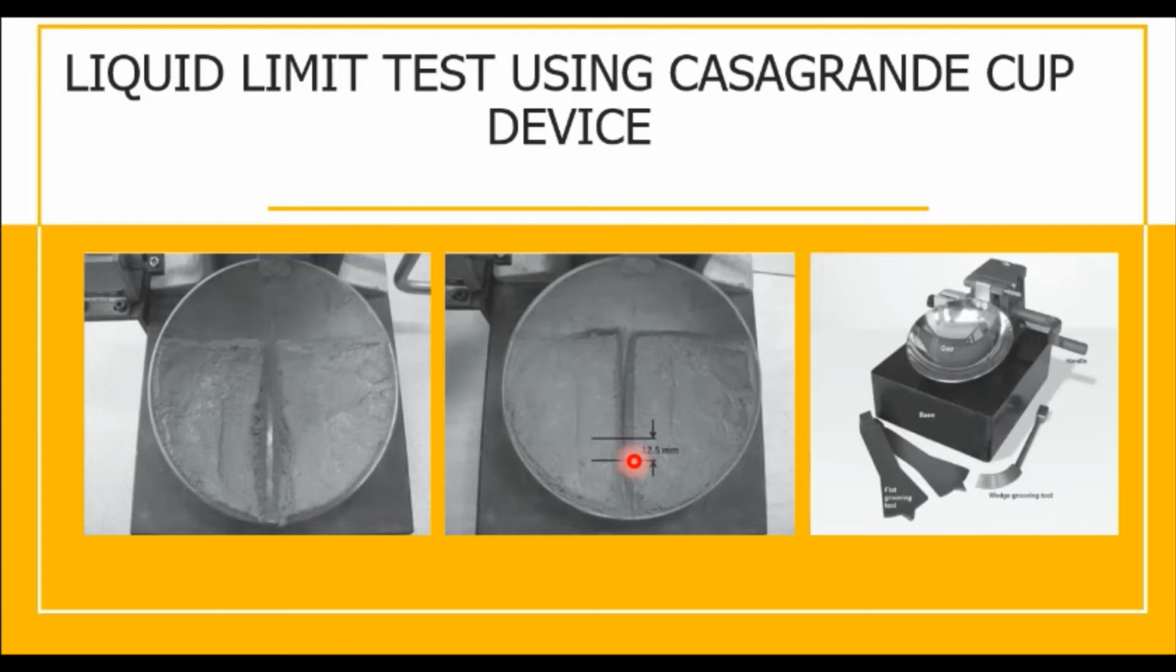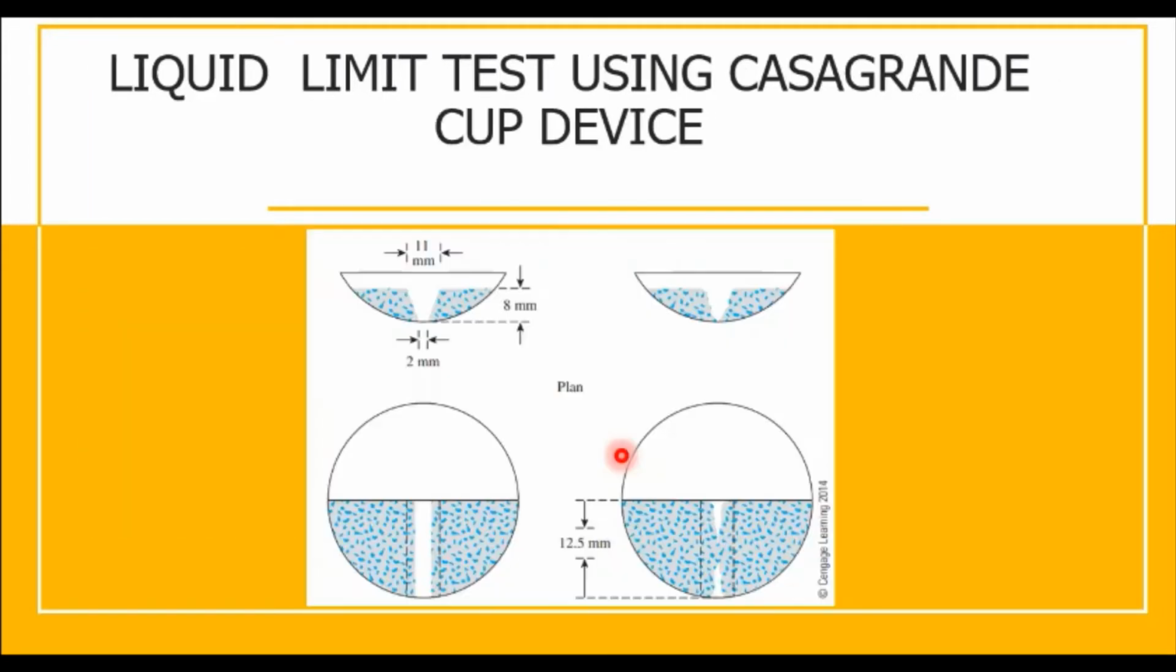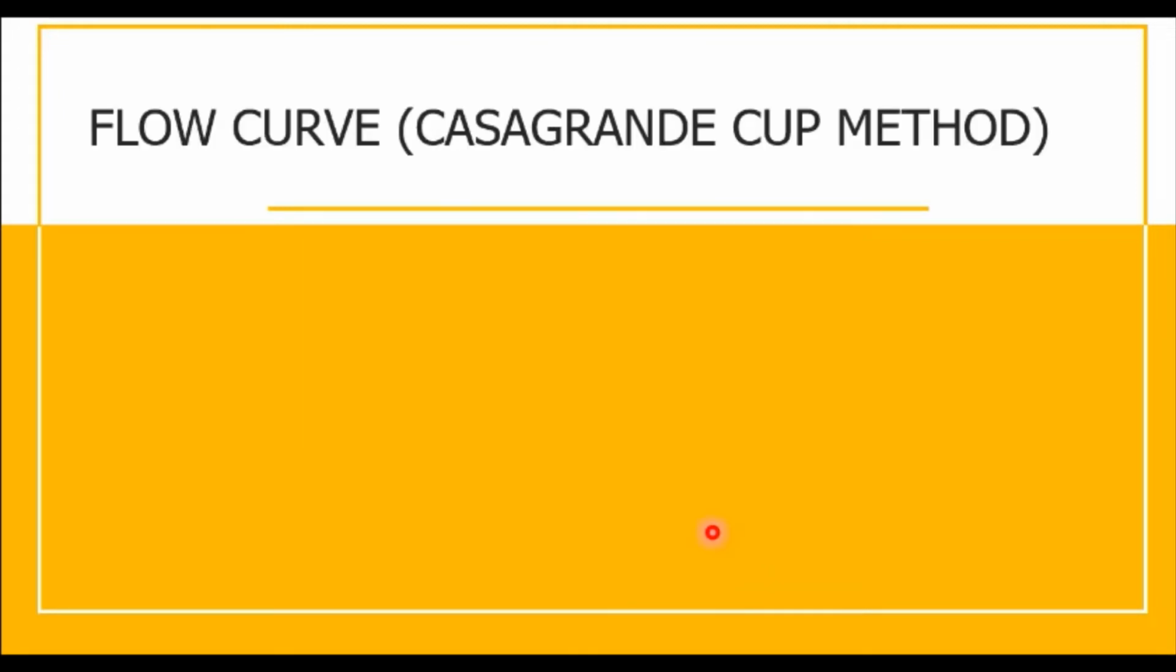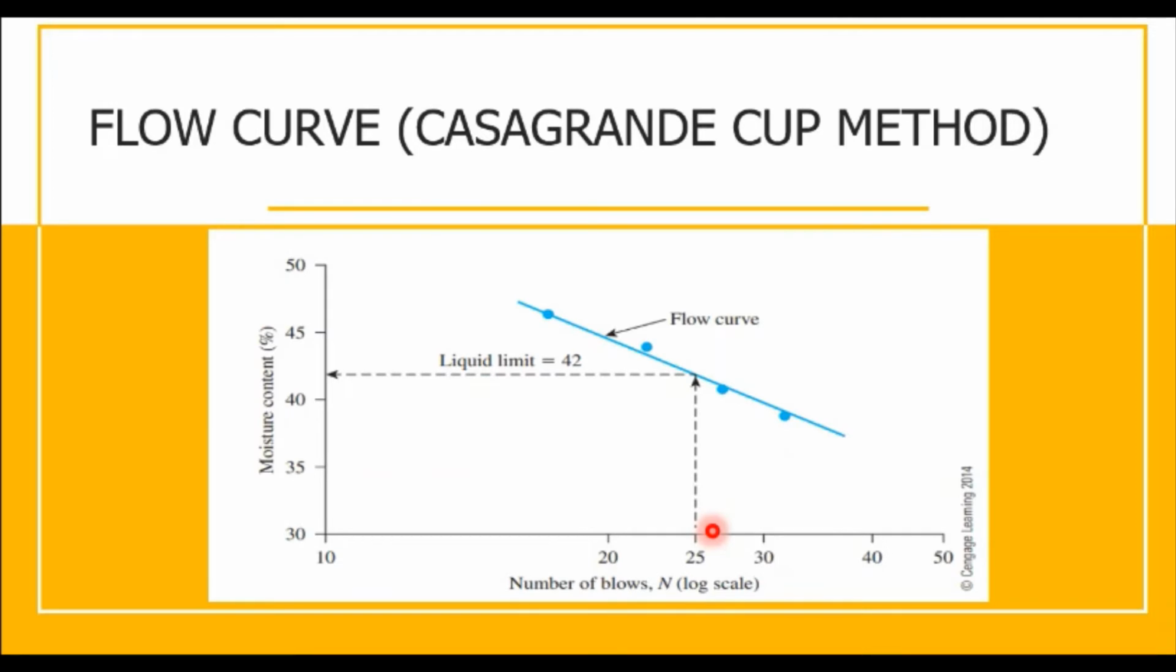semi-logarithmic table na pinaplot natin yung moisture content versus the number of blows. And then, saka pa lamang natin makukuha yung moisture content at 25 blows kapag pinlot na natin, and that will be the liquid limit. So, ganyan siya. Mag-close siya dito at 12.5 mm. So, ganito yung magiging flow curve natin.